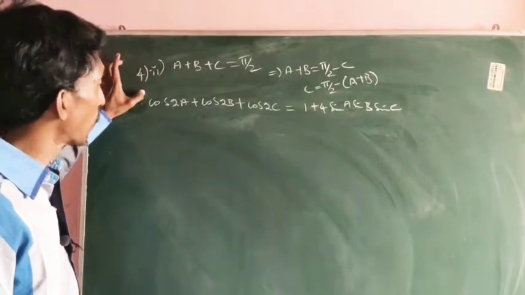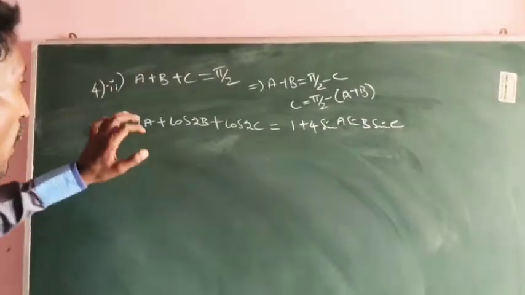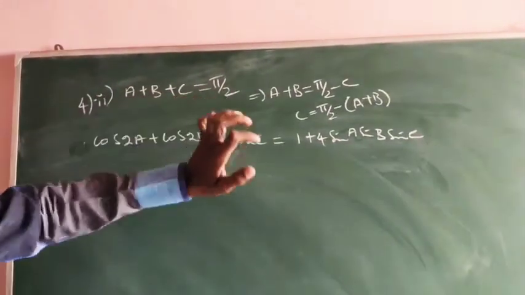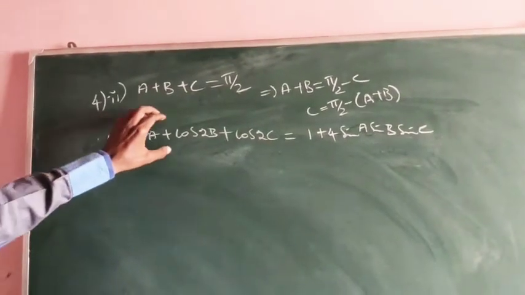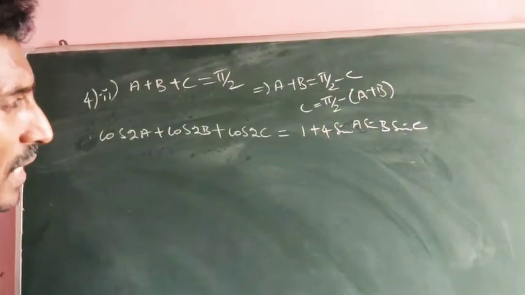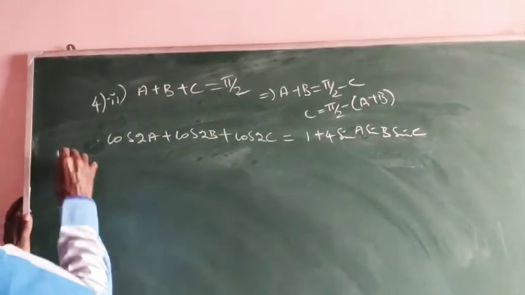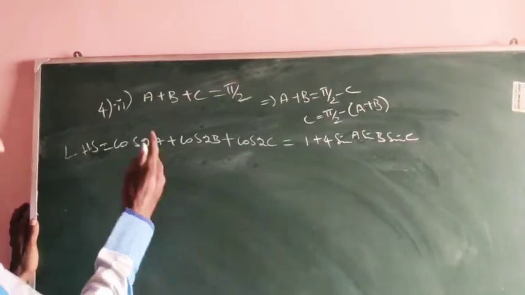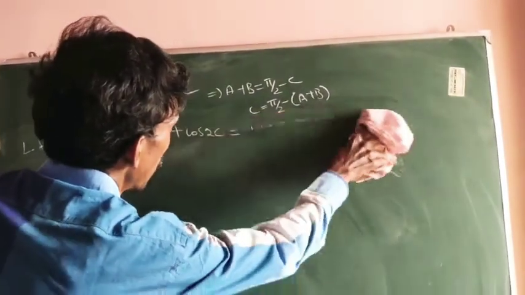Subdivision 2, question number 4 in exercise 3.7. Again, if a plus b plus c equals 90, then prove that cos 2a plus cos 2b plus cos 2c equals 1 plus 4 times sin a sin b sin c. Again take the LHS, and forget the RHS.